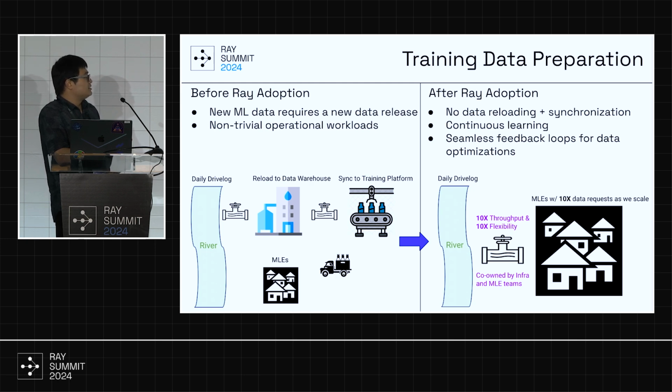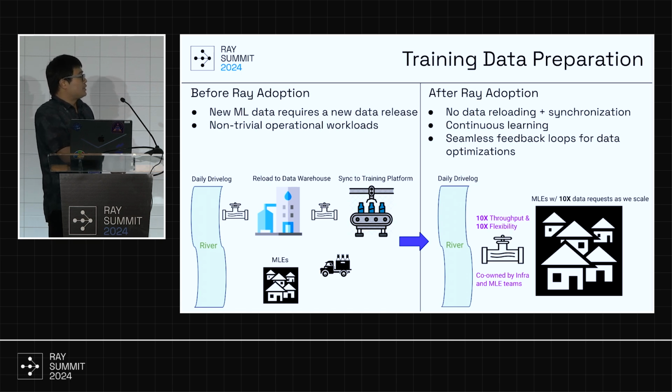It looks like we route the water in the river to a water factory, where we create bottled water. Then we deliver that bottled water to a village, basically our ML engineers. This is our legacy workflow. You can see it requires a new data release every time, and it also involves non-trivial operational workloads.